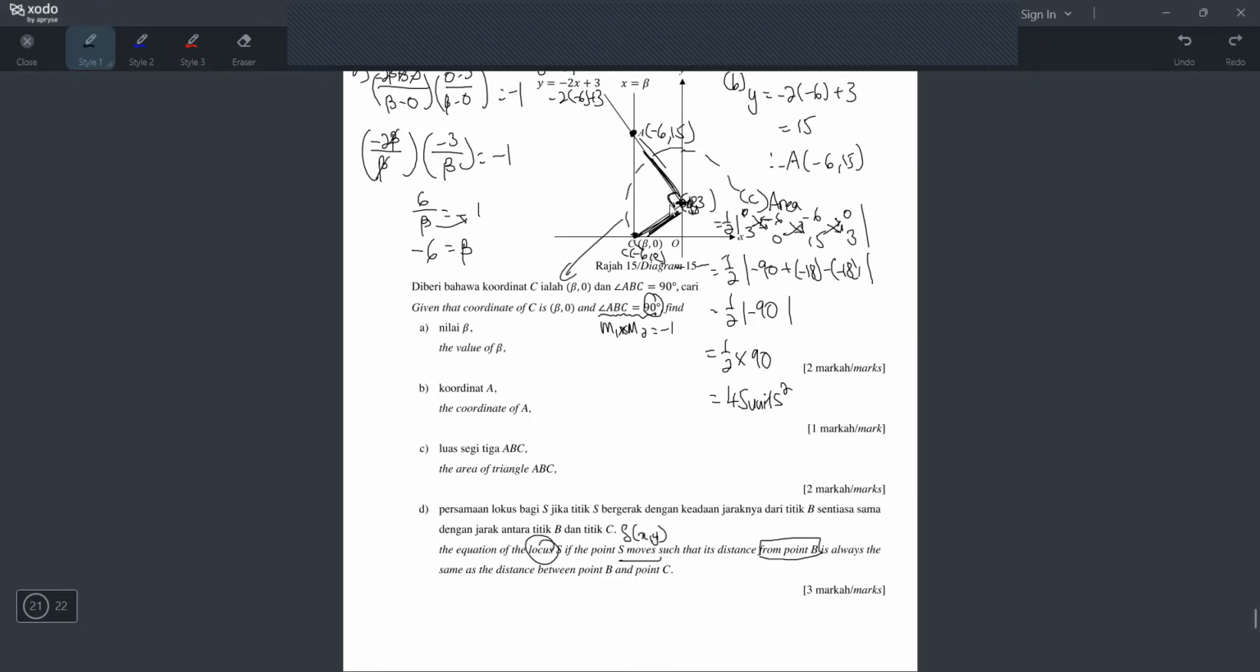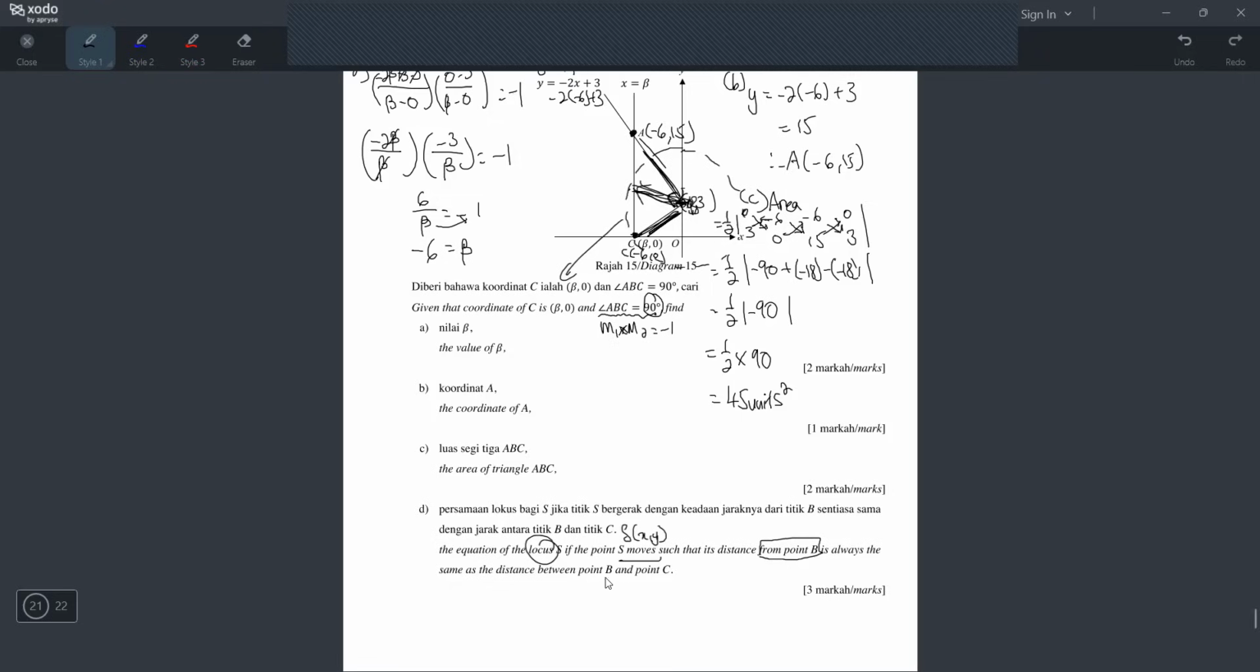But in order to find this, we need the radius. It means we need the distance from S to the center. And they never give me that. So what I have to do now is actually find the distance first, because without the distance here, you cannot find the locus. So how can we find the distance here?